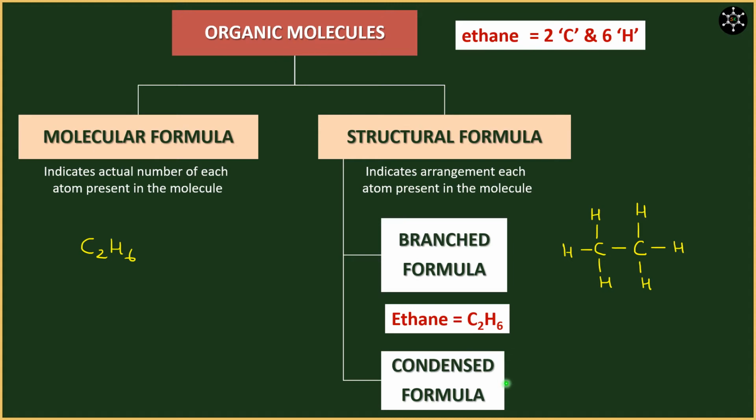Condensed formula is simpler than branched formula. In condensed formula, we will be just writing the bond between carbon and carbon. Bonds with the hydrogen atoms will not be represented. This carbon is connected to 3 hydrogen atoms, so that will be written as CH3. And this carbon is connected to another carbon, that will be indicated by a single line. This carbon atom again is connected to 3 hydrogen atoms, that will be written in a condensed manner like this.